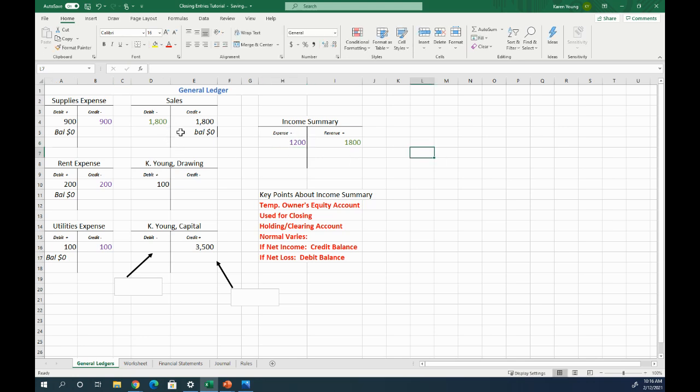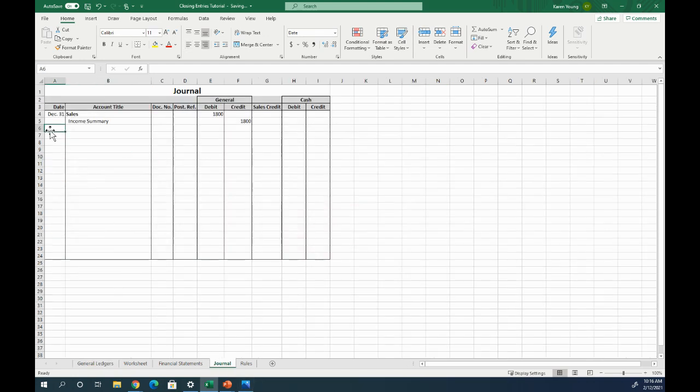Okay, let's journalize that one. So it's a compound entry. It's 1 debit to income summary for $1,200. And I have supplies expense for $900, rent $200, and utilities $100. Okay, let's journalize it. Got to put a new date, even though it's happening in December. I'm just going to put the date on there.